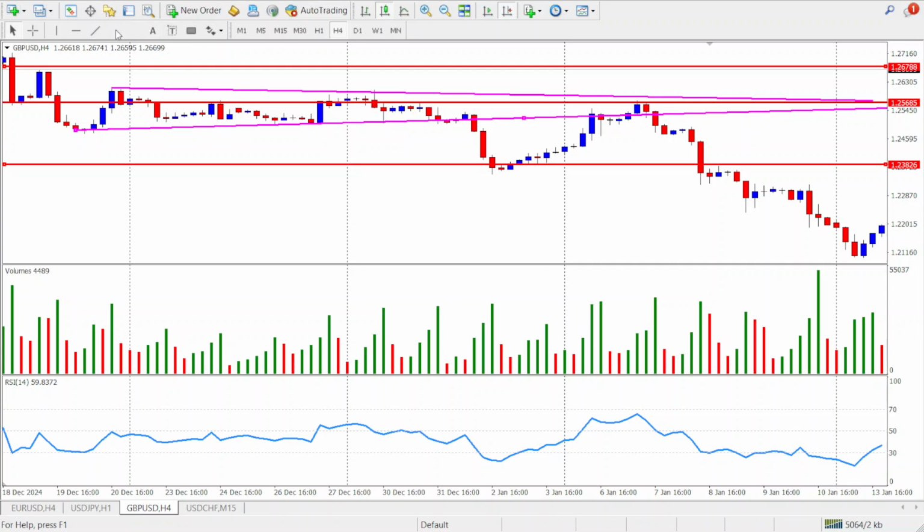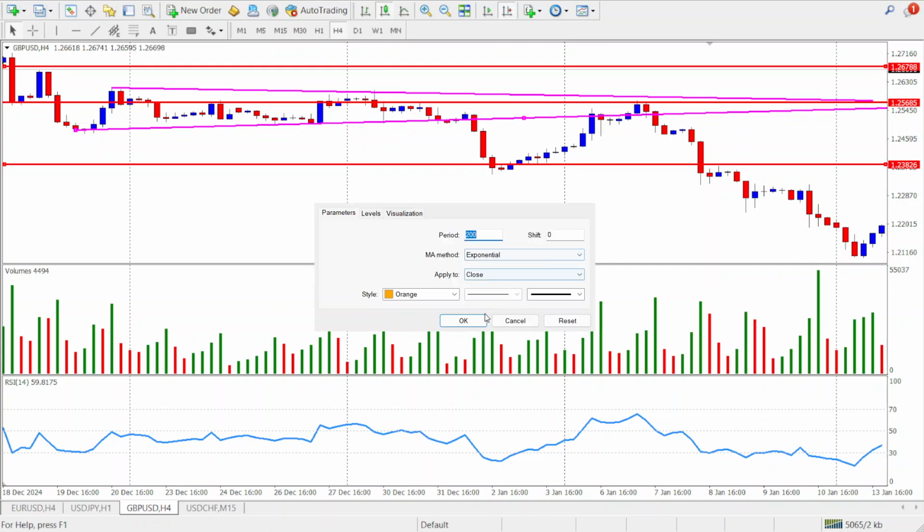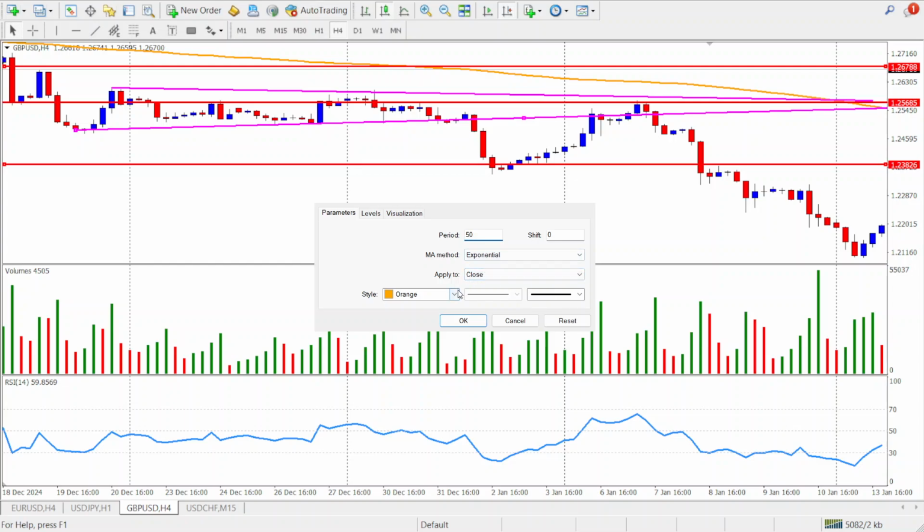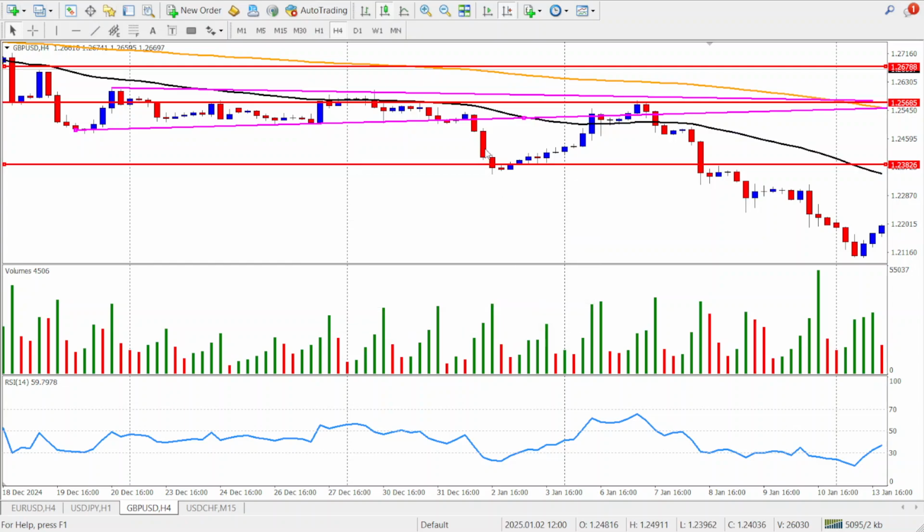Okay, then you can also use moving averages. For example, maybe the 50 EMA or the 200 EMA, right? Okay, let me add the 50 EMA as well. Okay, so the 50 and 200 EMA, for example, should also be aligned with the breakout direction. So in this case, we can see that price is trading below the 50 and 200 EMA, so that confirms it.